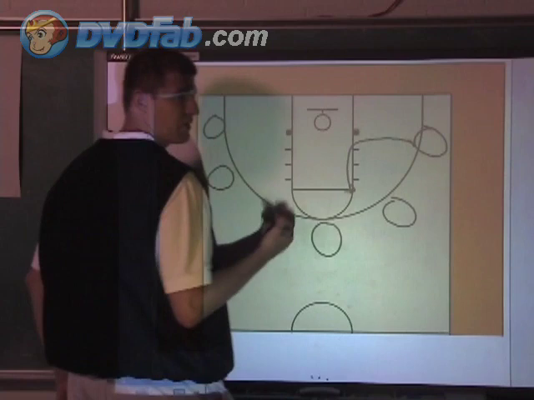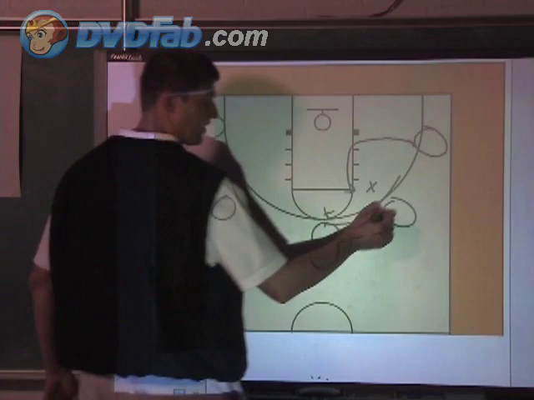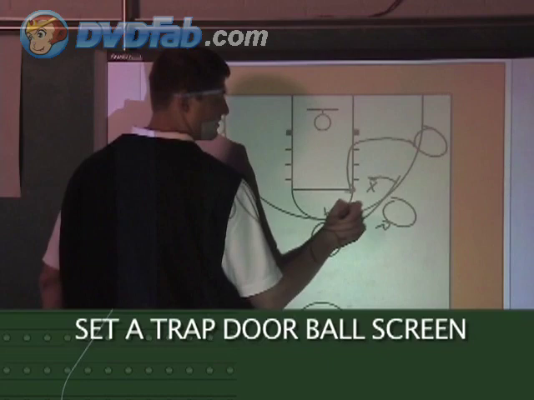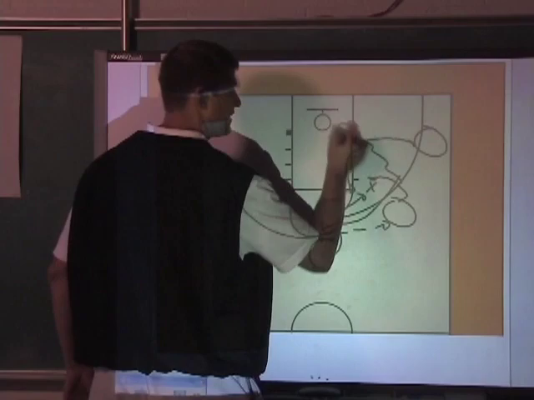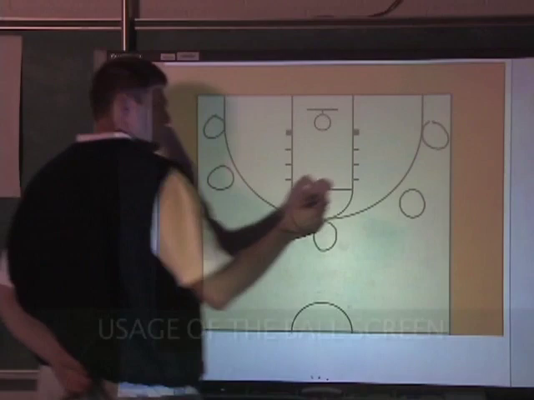Another entry that we can do is, if he sagged off, and here's our cut, and he doesn't receive this handoff, this man can then wheel and set a trapdoor ball screen on this man, the man who he just passed the ball to, his teammate, and then he can then drive to the basket and even look to score. Within these next cuts is the usage of the ball screen.